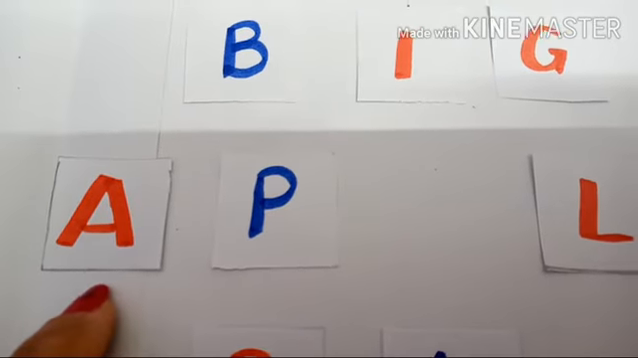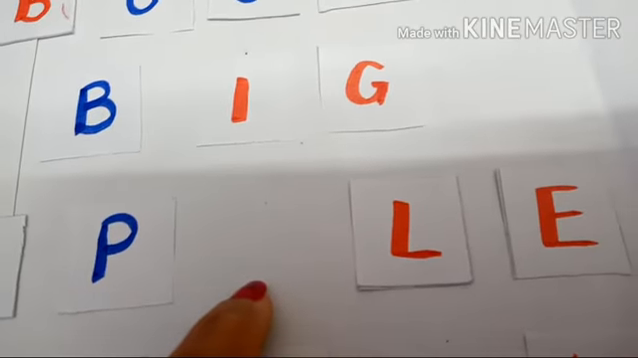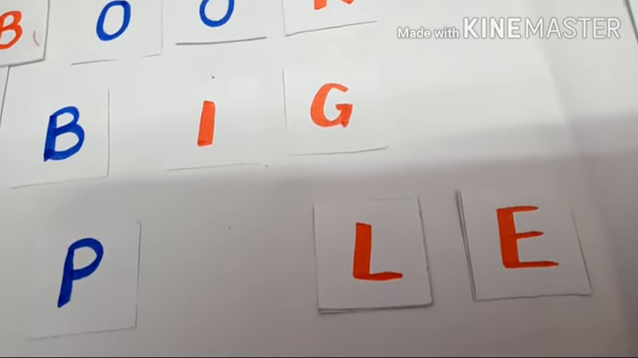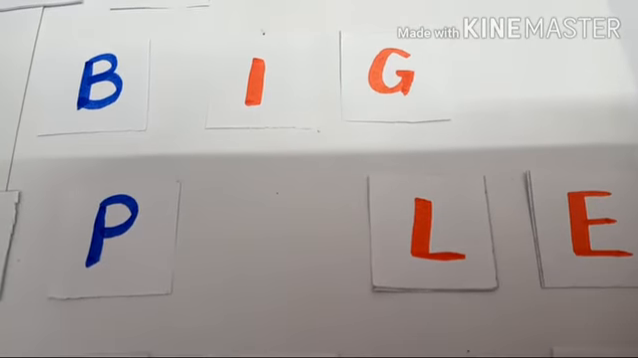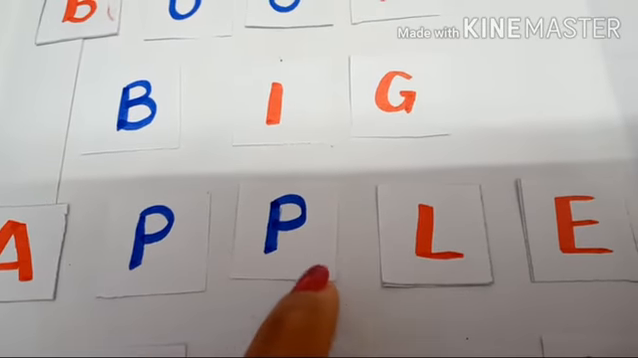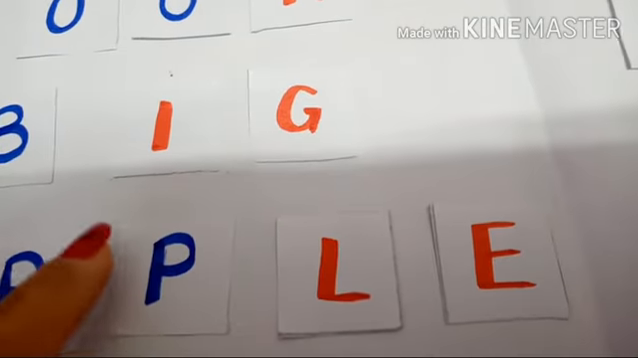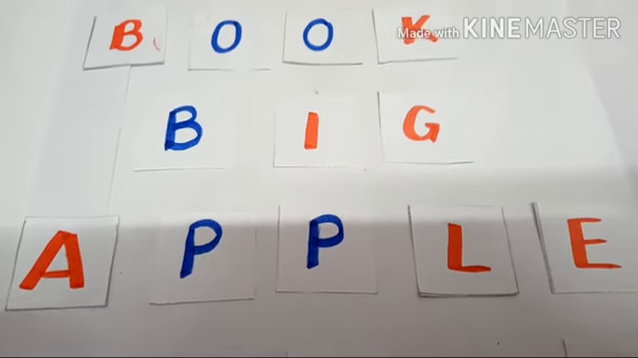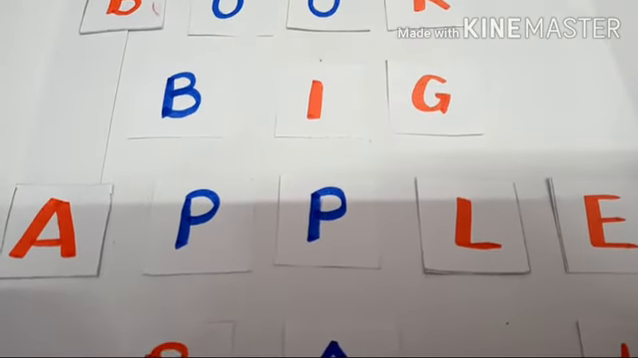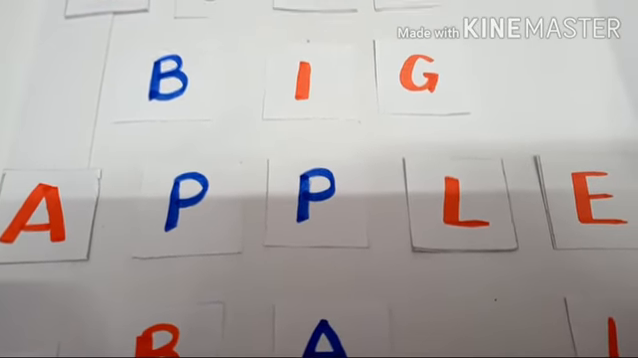Here is A P dash L E. Now which letter is missing here? Think. Which letter should be here? This is the spelling of an apple. And the spelling of apple is? Yes, A double P L E, apple. Now our letter P we have found and our word is complete.